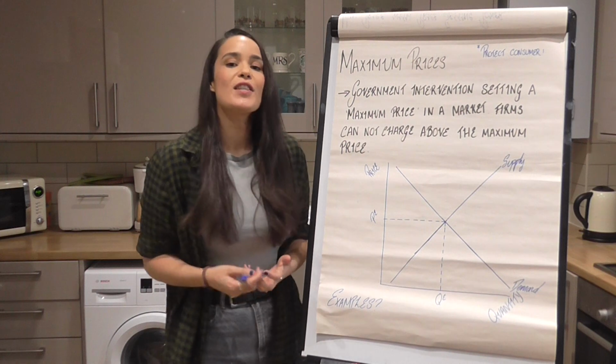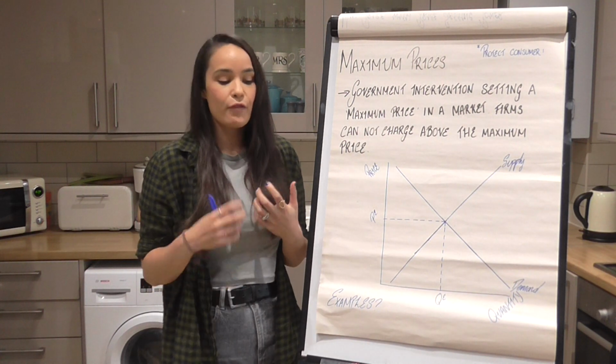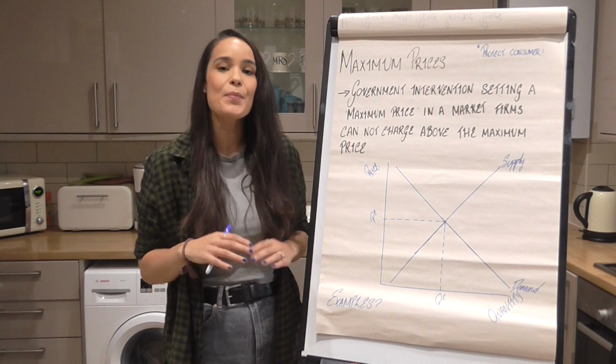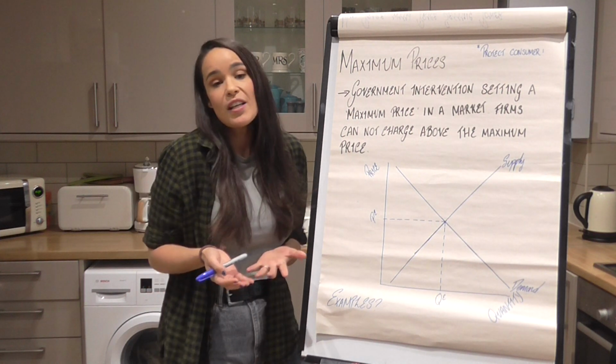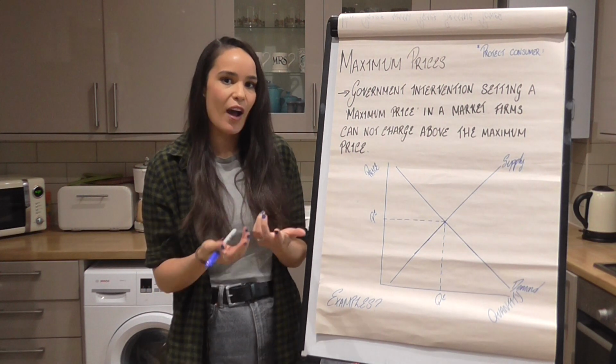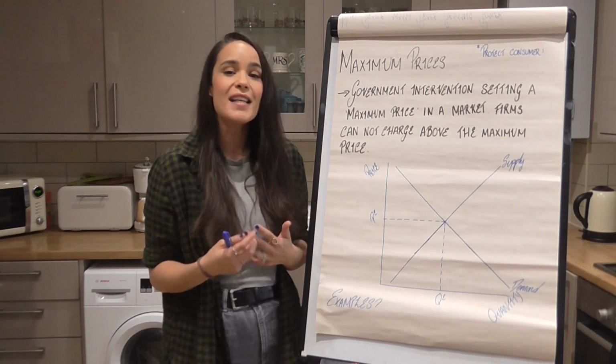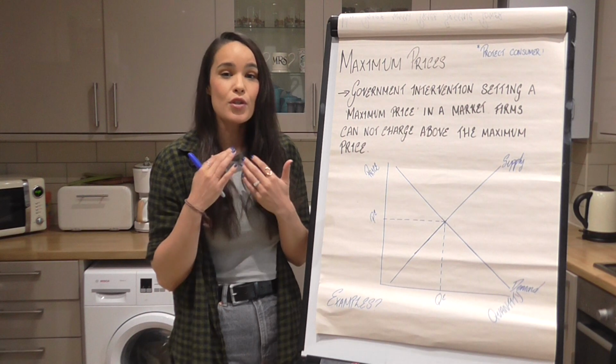So maximum prices are a different type of government intervention. Maximum prices are a form of government intervention which caps prices in the market. Essentially, a firm can't charge any higher than the maximum price. Now, this is put into place for many reasons, but mainly it's put into place to protect the consumer.